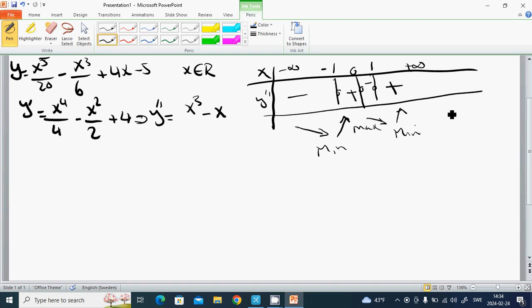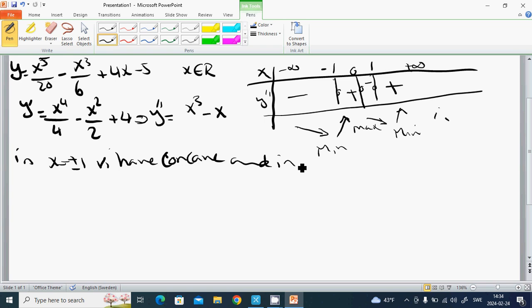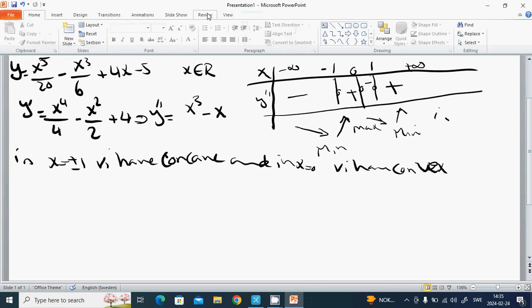And we are telling that in x equals plus or minus 1, we have concave, and in x equals 0 we have convex. Convex, concave. Now we are going to have another example.